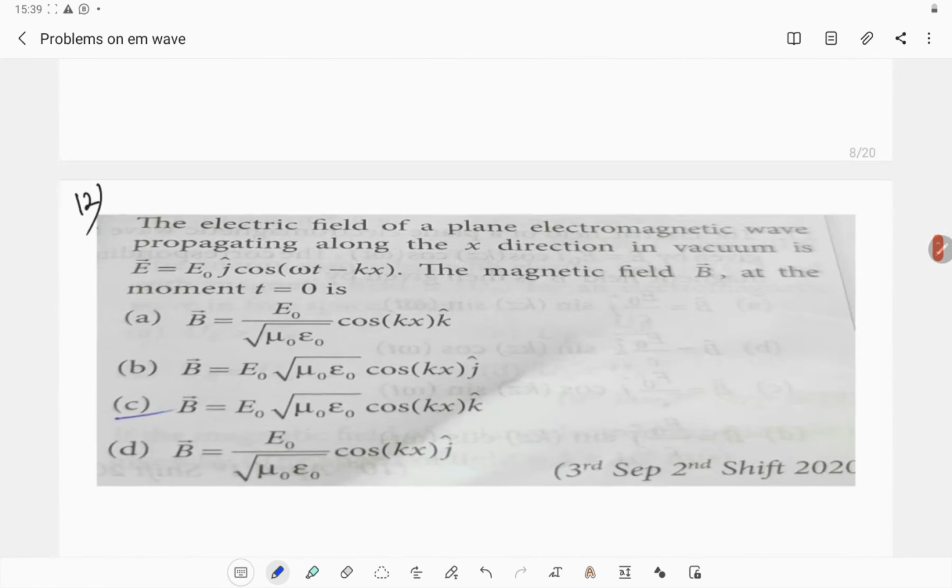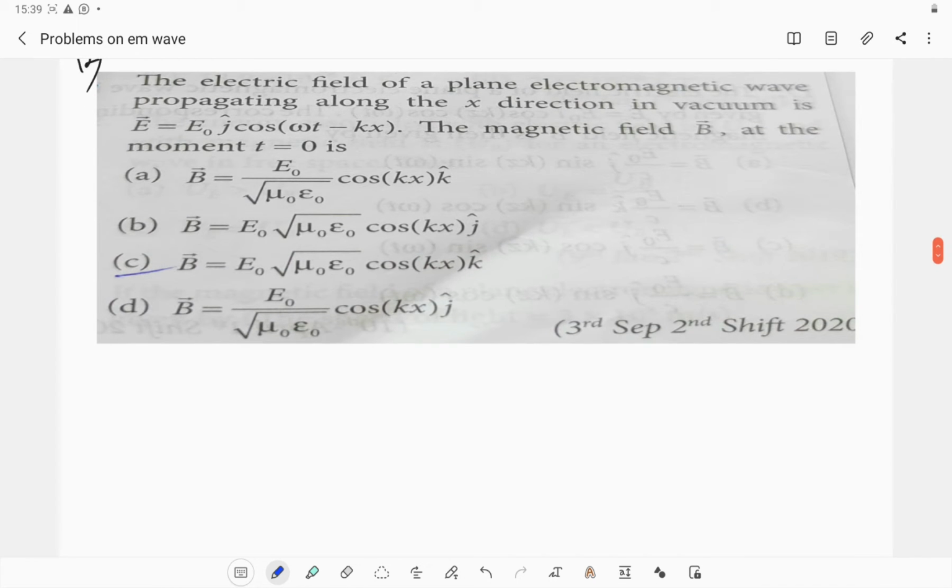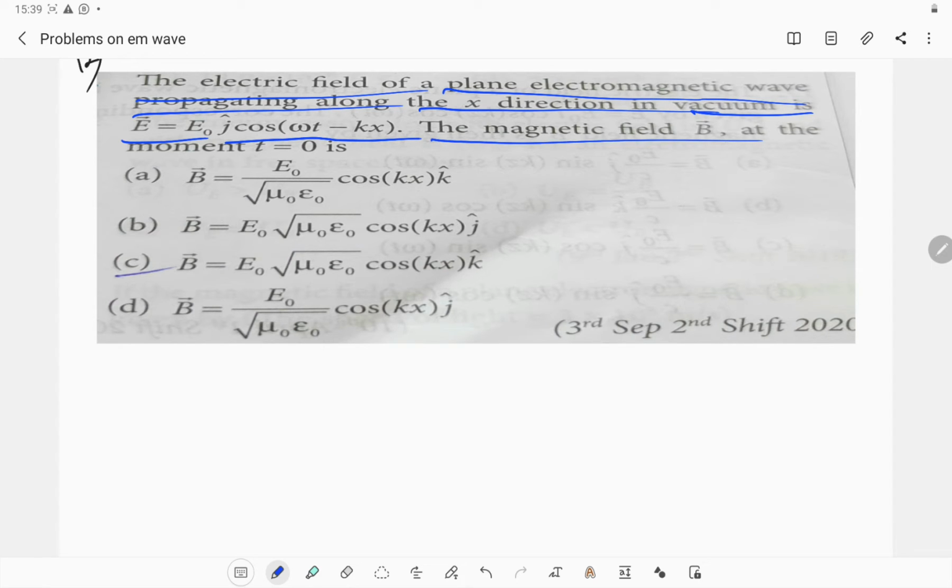Next, problem number 12. The electric field of the plane electromagnetic wave propagating along the x direction in vacuum is E naught j cap cos(omega t minus kx). The magnetic field B bar at the moment t is equal to 0.